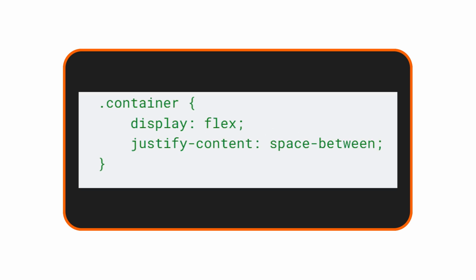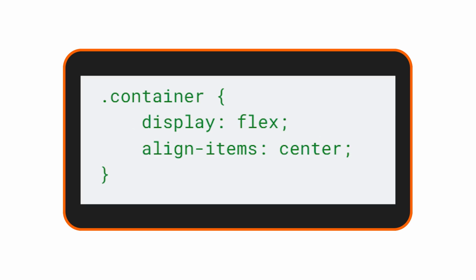The justify content property manages the horizontal spacing inside the container. It controls how space is distributed between items along the main axis. In this example, space between ensures the items are evenly spaced across the container.